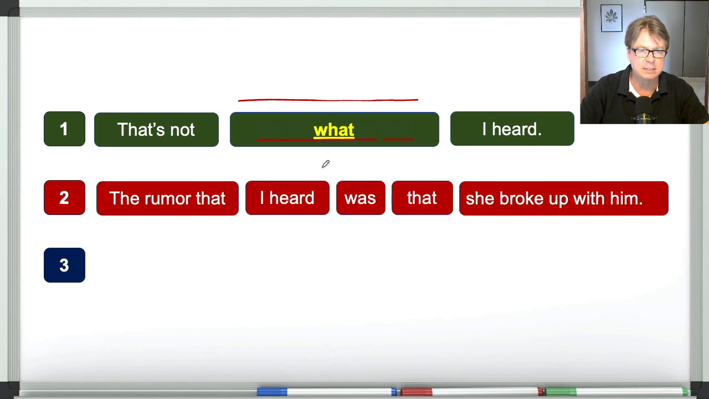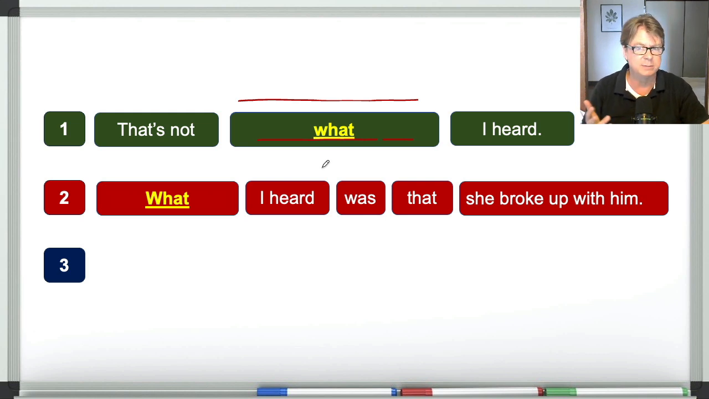So here's another sentence. The rumor that I heard was that she broke up with him. You could also say, what I heard was that she broke up with him. So this would be an adjective clause. This is a noun clause. Both meanings are the same. It's smoother and better here in this case if you use the noun clause.